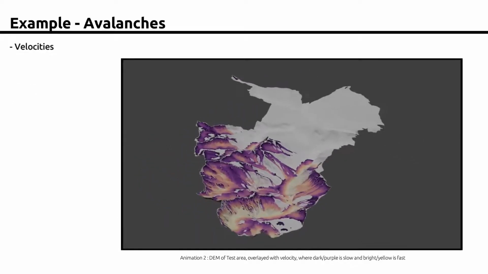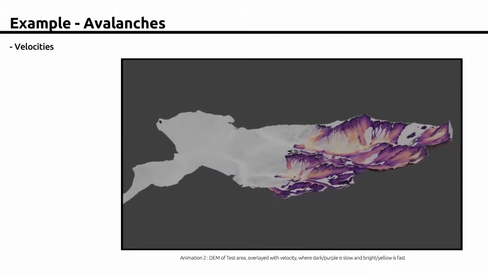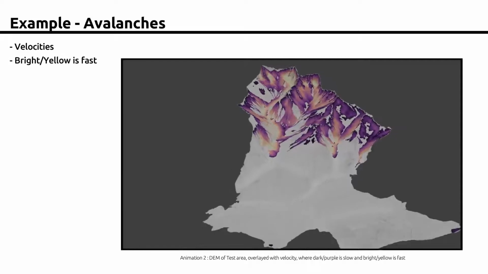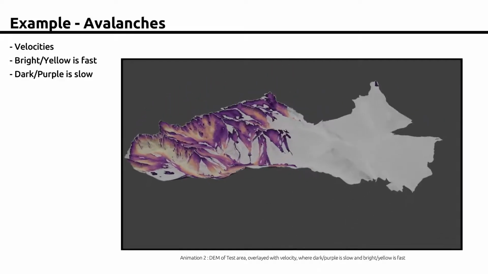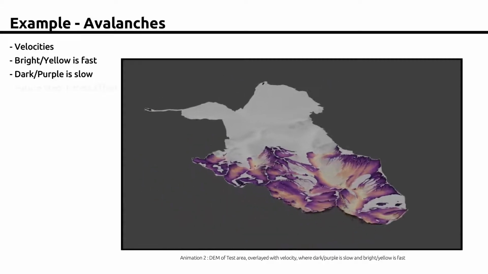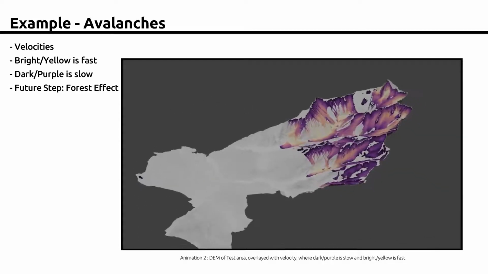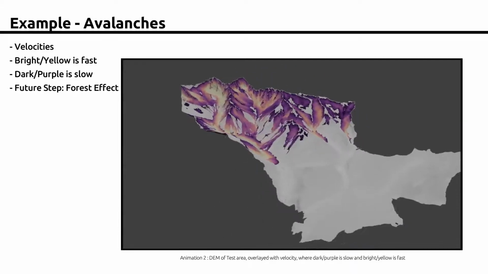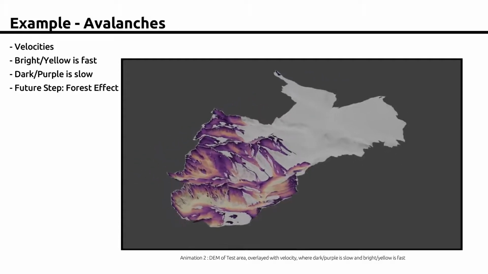The animation we see here shows us the runout zones from avalanches, including the maximum possible velocity, where bright is fast and dark is slow. This information is not needed if we want to identify protection forest, but in a future step we want to identify the forest effect against avalanches, and therefore we want to compare the velocities with and without forest, or from different types of forest. But let's go on with the identification of protection forest.